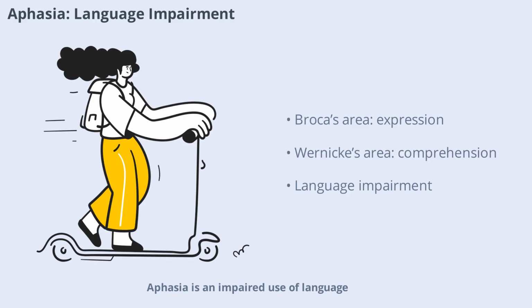Aphasia is an impaired use of language, usually caused by damage to specific cortical areas. Broca's area controls language expression, directing muscle movements involved in speech. Wernicke's area controls language reception, involved in comprehension and expression. Damage to these areas can result in difficulty speaking or understanding language, illustrating the complexity of the brain-language connection.